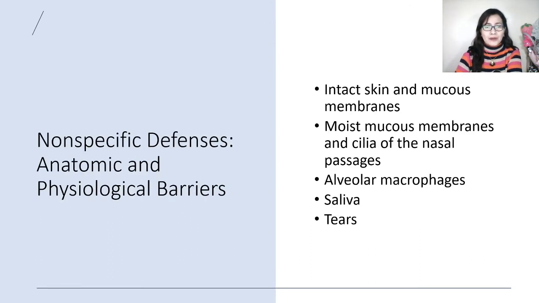So, for non-specific defenses, we have intact skin and mucous membranes. So, no wounds, moist mucous membranes and cilia of the nasal passages. Again, if it is moist, then it is less likely that the individual could have dryness of the membranes and mucosa. We also have the alveolar macrophages, saliva, and tears.